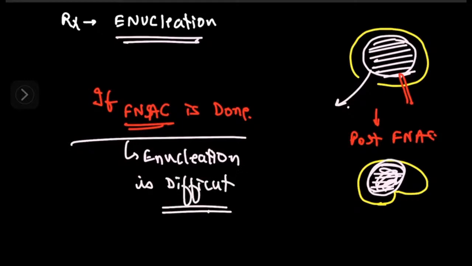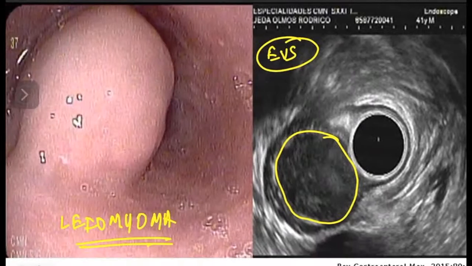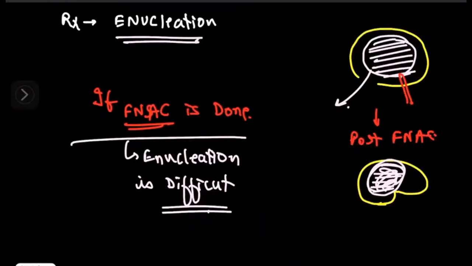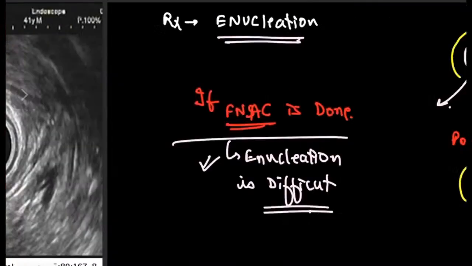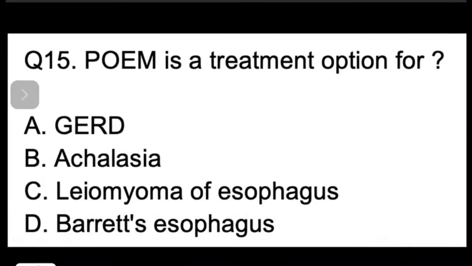That is why FNAC is not preferred. Just by looking at the gross examination and the EUS, you can make the diagnosis of a leiomyoma and go in for an enucleation. FNAC is not done because the capsule can be adhered at that point, and if the capsule is adhered, it will be difficult for you to enucleate the tumor out. I hope you get this point. It was a pretty simple question, but you need to understand it.